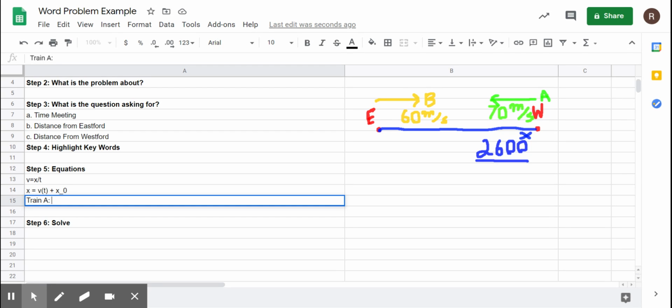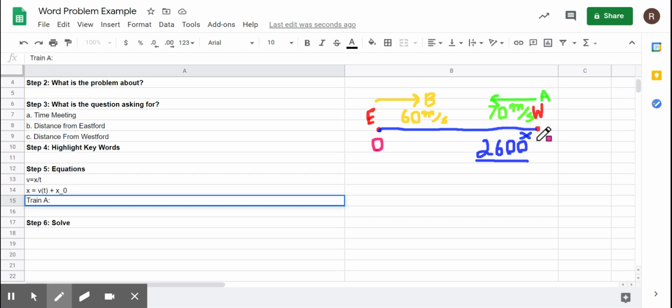Let's do this. Okay, let's bring out our pen, and I'm going to decide on a 0 point. Now this can be tricky, but eastward to westward makes sense. Because I want to establish an x naught somewhere for train A, I'm going to declare this to be 0. So 0 is going to be at eastward, and that makes sense. Anything that's going from here to here is going to be positive.